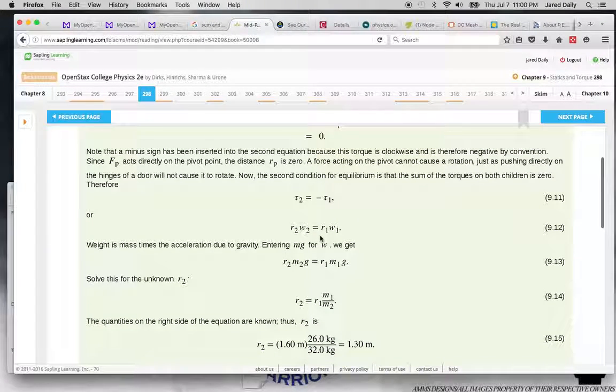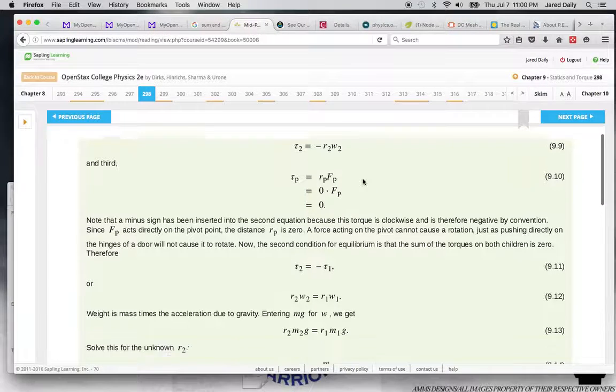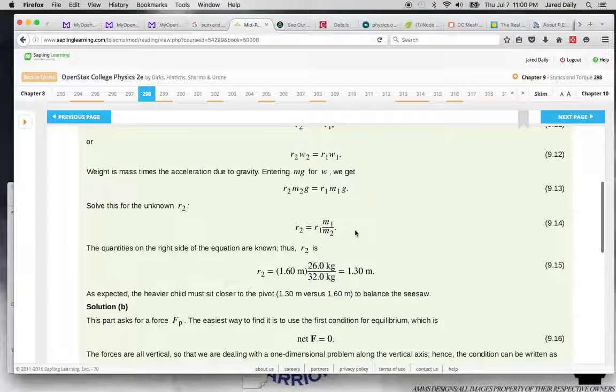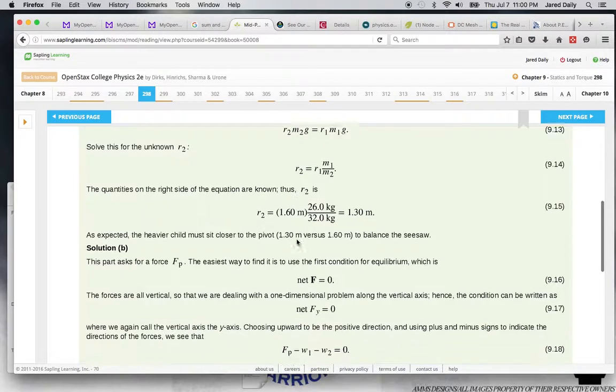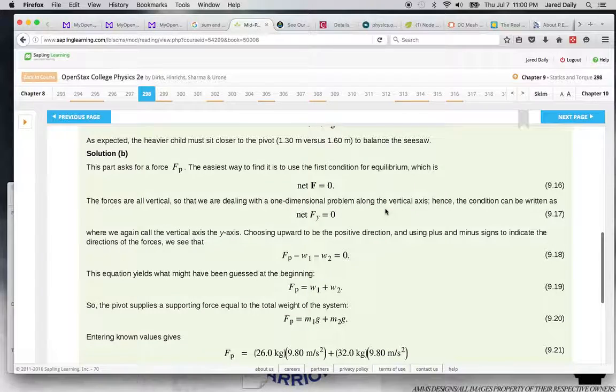In the end, you get an equation that says torque 2 is equal to negative torque 1, because torque 1, which is positive, and torque 2, which is negative, have to add together to be 0. So you end up with R2 times weight 2 equals R1 times weight 1. Then you solve that for R2, which is the distance of the second kid, and you get a value of 1.3 meters, it turns out.